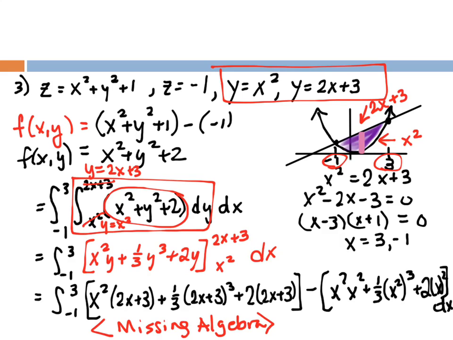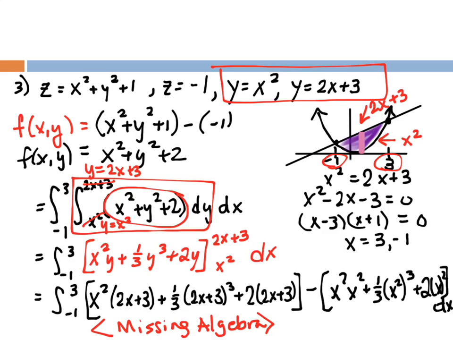So I can't, for instance, plug in limits of 2x plus 3 and x squared if the last thing I take the integral of is with respect to y, because now I've got everything in terms of x's. So it would be in terms of the wrong variable for that to even work.